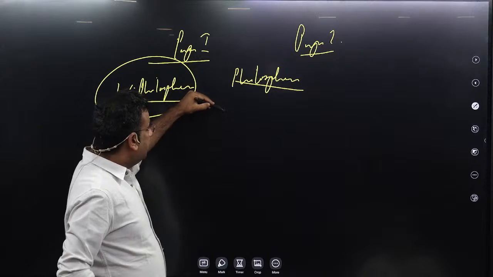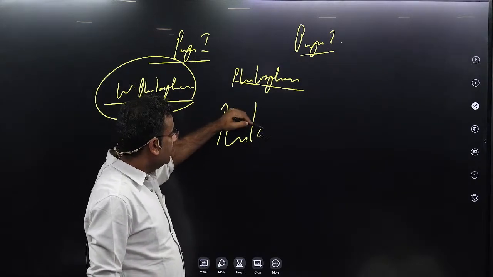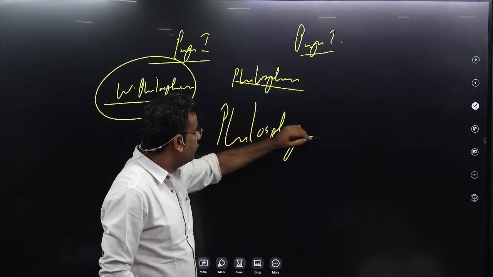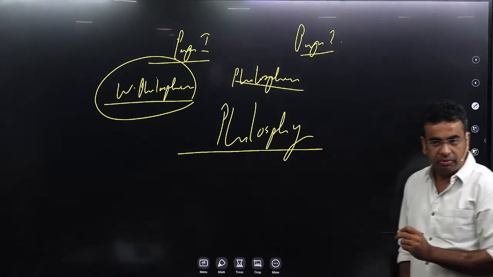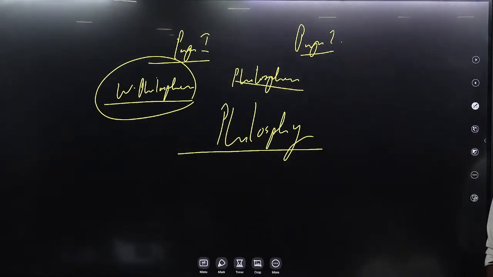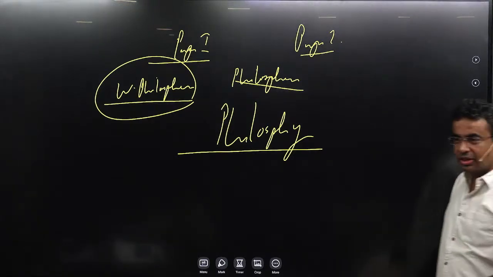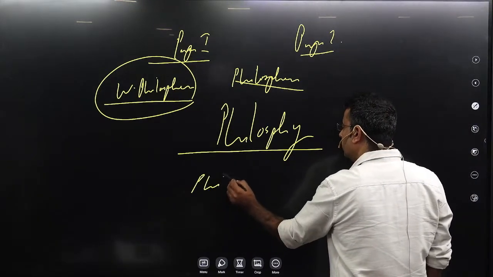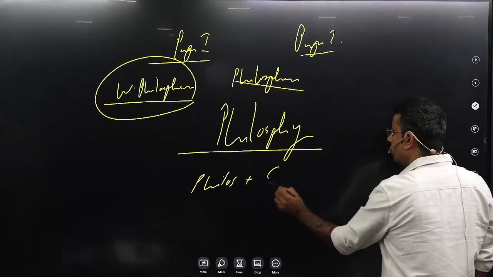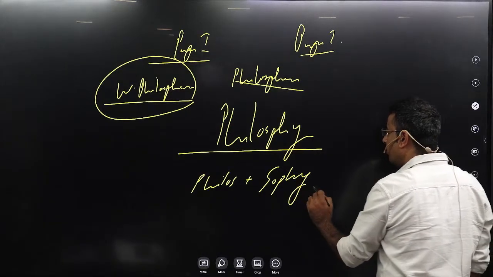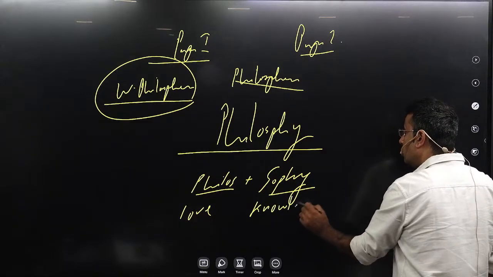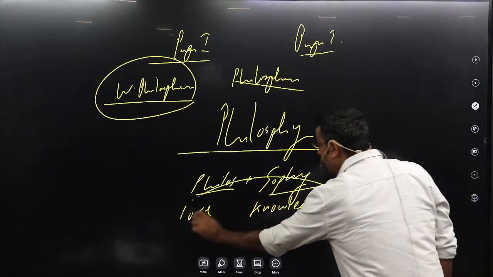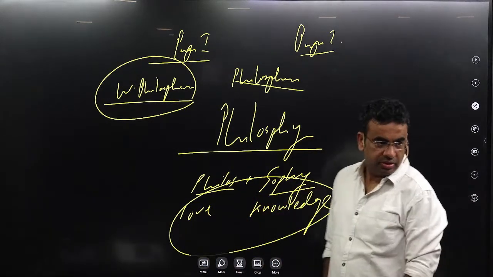So, when we say philosophy, the word philosophy comes from two words. Can anyone tell me what the word philosophy means? We are all PSIR background students. What does the word philosophy mean? It comes from two words, philos plus sophia. Philos means love and sophia means knowledge. Those who have love for knowledge, they are philosophers.